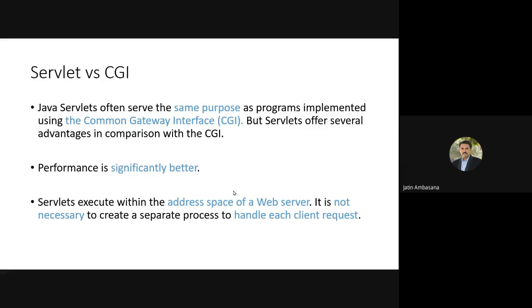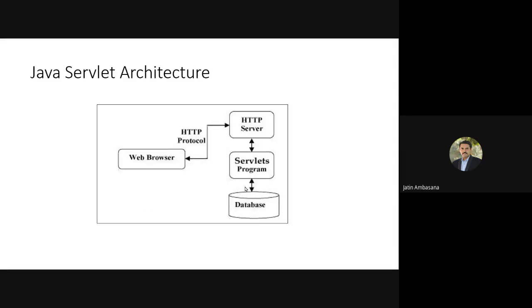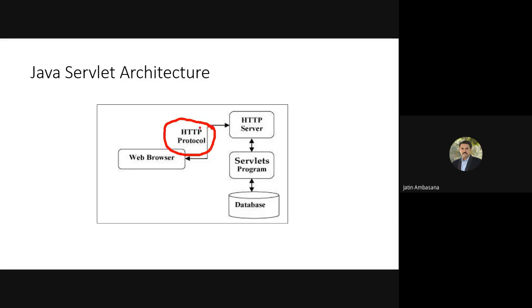Then we saw the difference between servlets and CGI, and we also saw some advantages of servlets. Then we saw the Java servlet architecture. Basically, the HTTP protocol is used in order to communicate with the server. Here we will be using HTTP servers, which handle servlet programs, and many times there is also a database inside it, or the database may be on another machine, or maybe on the same machine. So the HTTP protocol is very important over here.